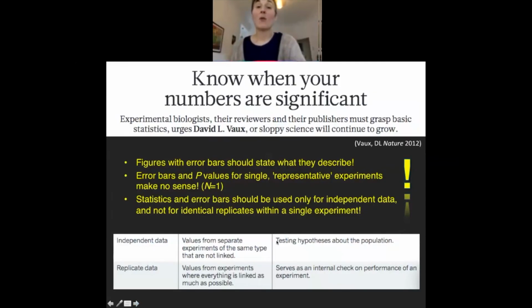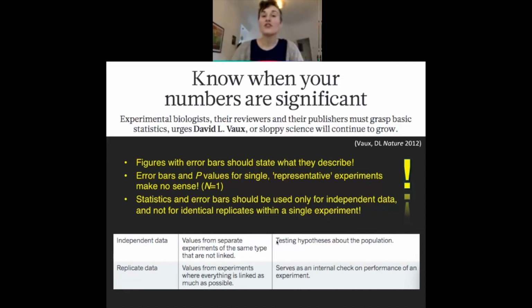And so I want to talk at the end a little bit about statistical reporting and what changed here in terms of the changes the journals implemented. And I want to recommend here an article comment from David Vaux, who published in Nature. You can find this article also in the publishing guidelines of Nature. It's called Know When Your Numbers Are Significant.